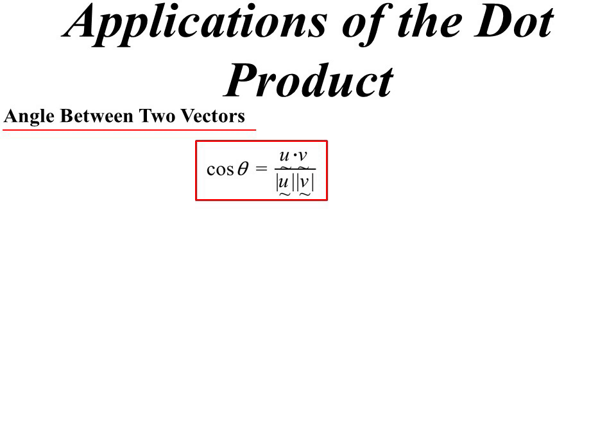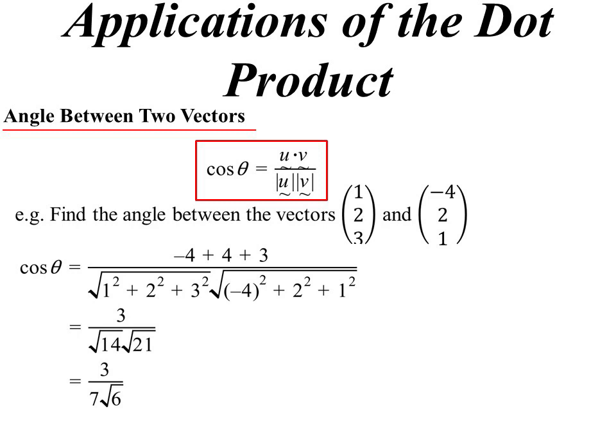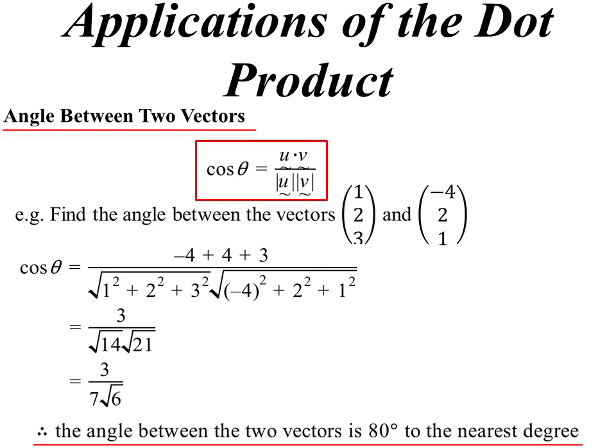Again, because we're using vectors, the formula in itself is dimensionless, because it could be a 2-dimensional vector, a 3-dimensional vector. It doesn't change. So if I now have to find the angle between these two vectors, the dot product on the top, so -4, +4 and 3, and then the two magnitudes on the bottom, we end up with 3 on 7 root 6, and it works out to be around 80 degrees to the nearest degree.